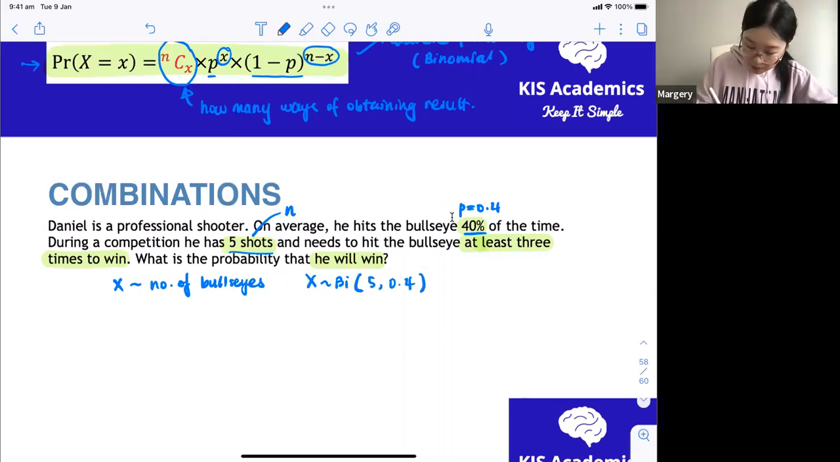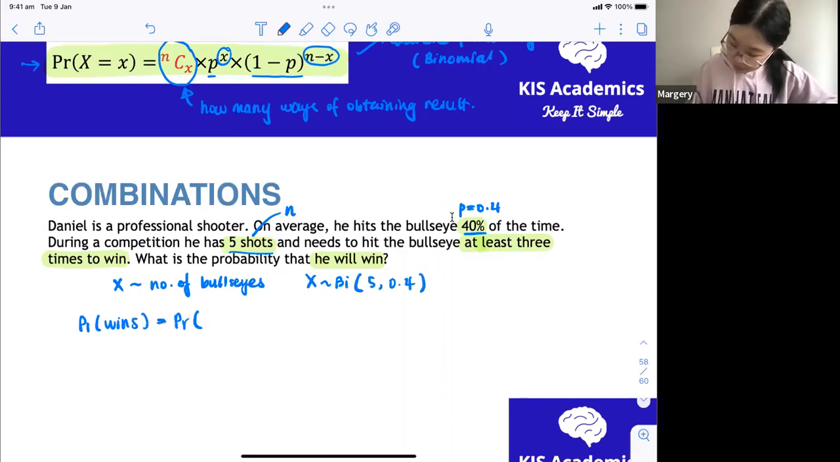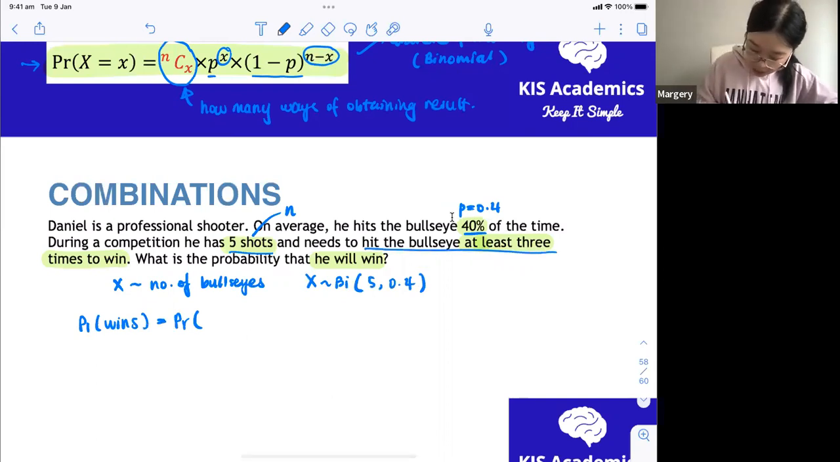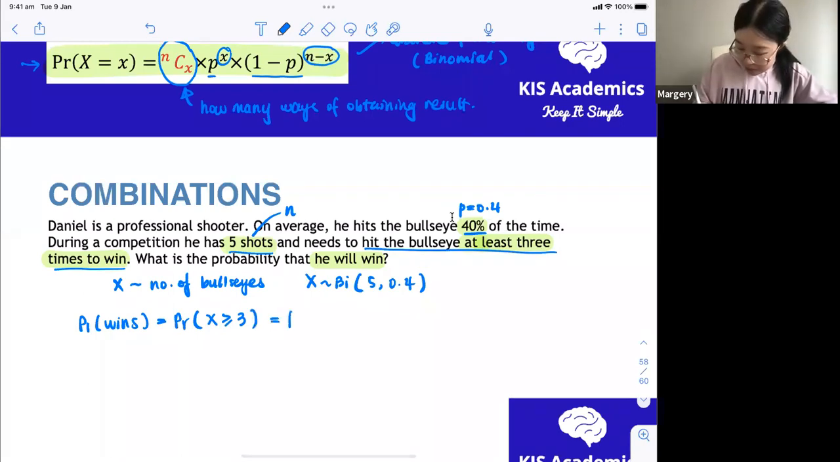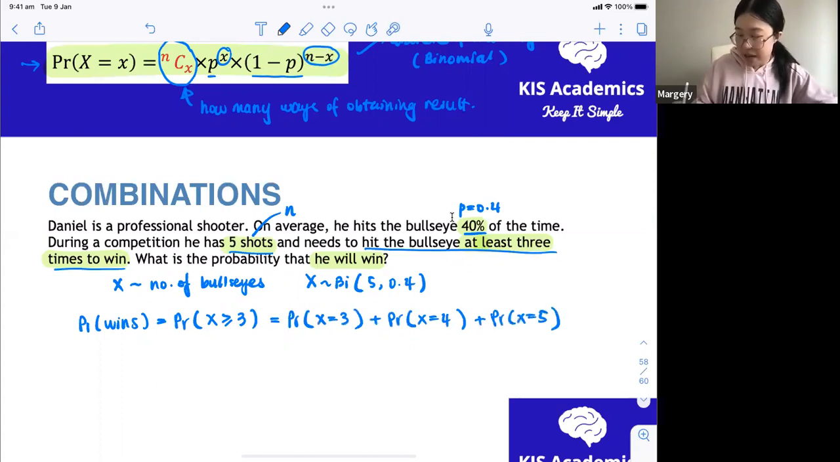So to find the probability that he wins, that's the same as the probability that he hits the bullseye at least 3 times, because he needs to hit it at least 3 times to win. That's the same as saying x is greater than or equal to 3. So this would be equal to the probability that x is equal to 3 plus the probability that x is equal to 4 plus the probability that x is equal to 5, because there's 5 shots in total. So he can either hit 3, 4, or 5 bullseyes to win.